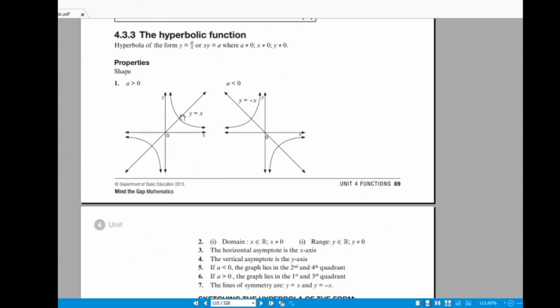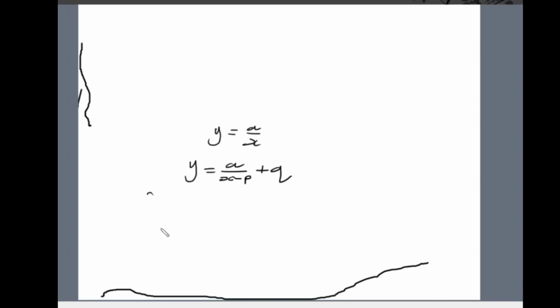Hello everyone. So in this video we will discuss another type of function, which is the hyperbolic function. The hyperbolic function is a function in the form y equals a over x, where a cannot be 0 and x cannot be 0, also y cannot be 0, right?